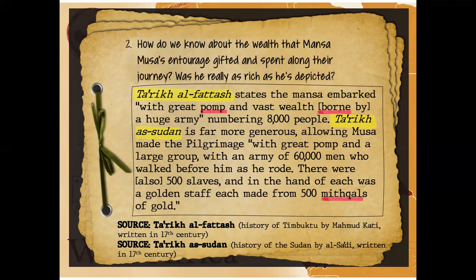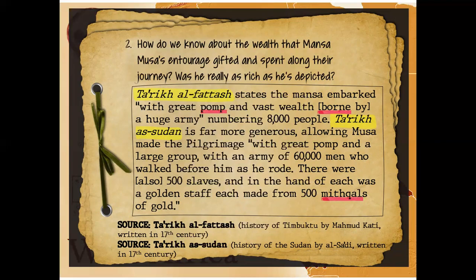There's a golden staff in the hand of each of 500 slaves, so that'll be 500 gold staffs, and that's just what the slaves are carrying. And each one of those golden staffs is made from 500 mithqals of gold. So we're almost certainly not familiar with the term mithqal. If we go back to our glossary, we see that it's a unit of weight meant to measure precious metals such as gold. And so we could surmise from the context that 500 mithqals seems like it's probably a lot.